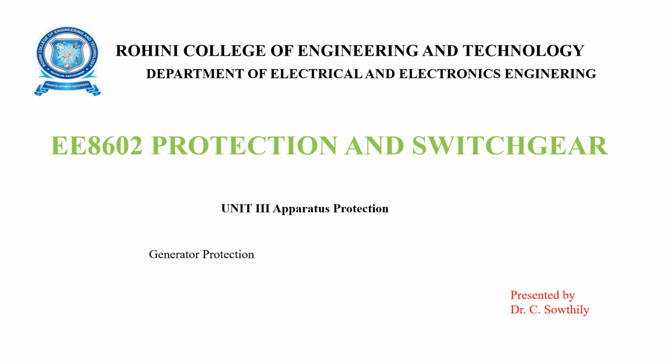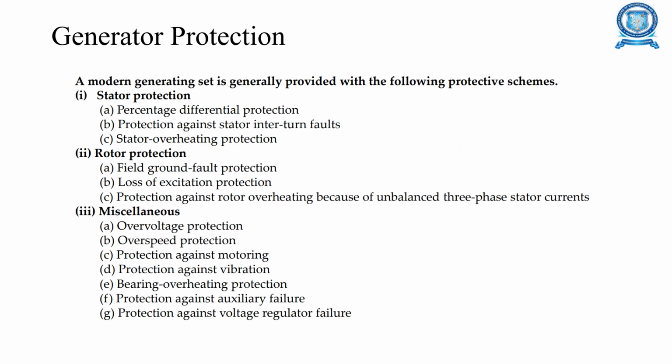Now we'll discuss generator protection. A modern generating set is generally provided with the following protective schemes: stator protection, rotor protection, and miscellaneous. Stator protection includes percentage differential protection, protection against stator interturn faults, and stator overheating protection.